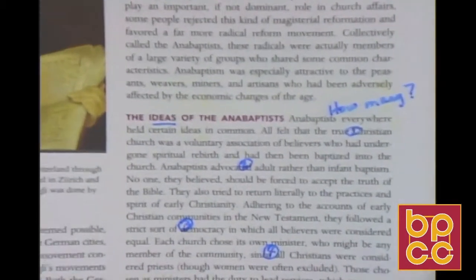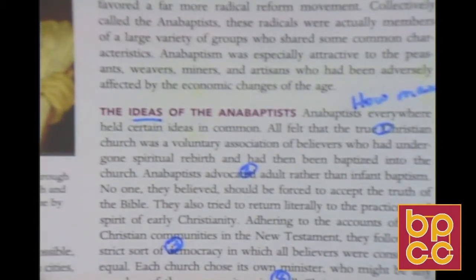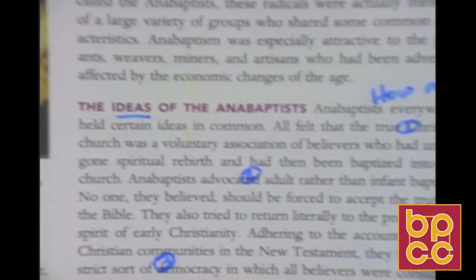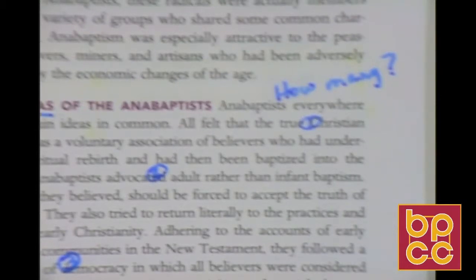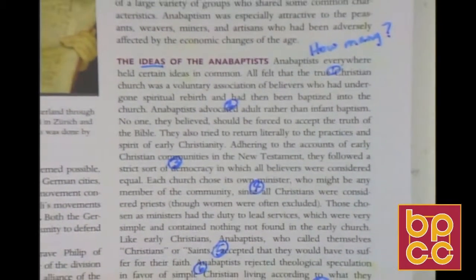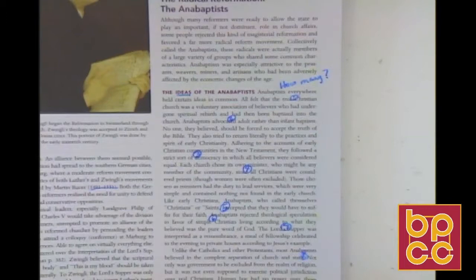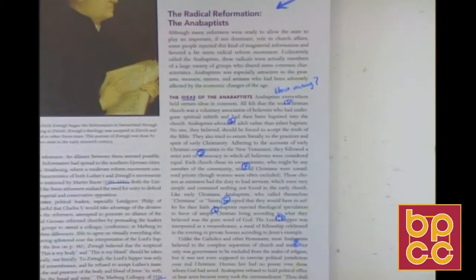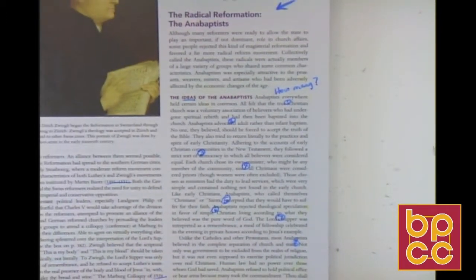And then in this next section here, the heading is the ideas of the Anabaptists. Well, I got to tell you, the first thing that jumps in my mind is how many ideas did they have? And as I look here and number down the page, every time I see a new one, I'm putting another number, and wow, we're up to 9 ideas that they had. So this is my preview of this page.